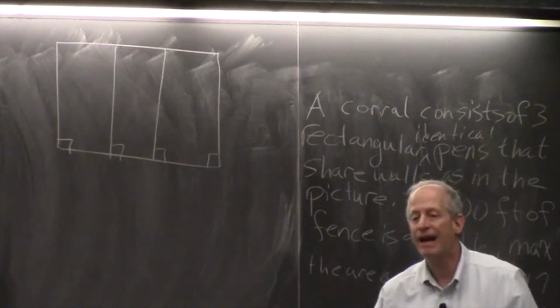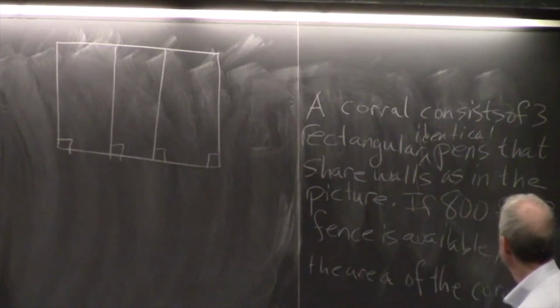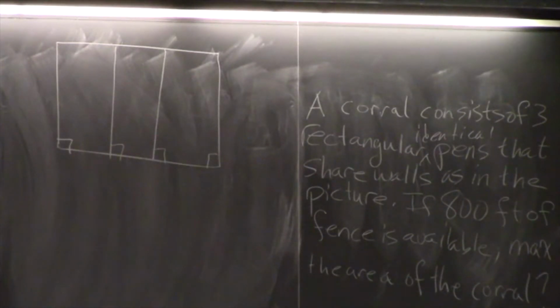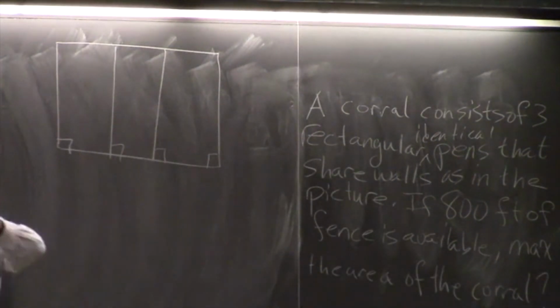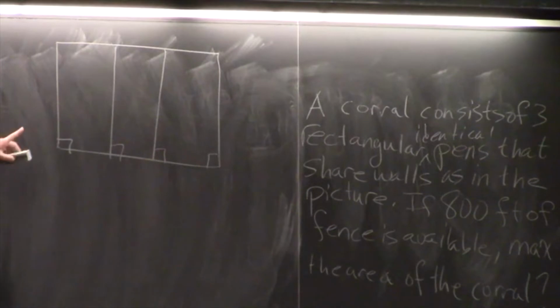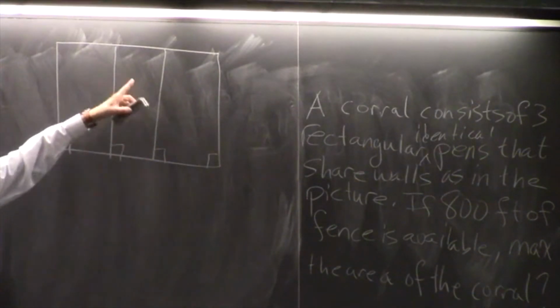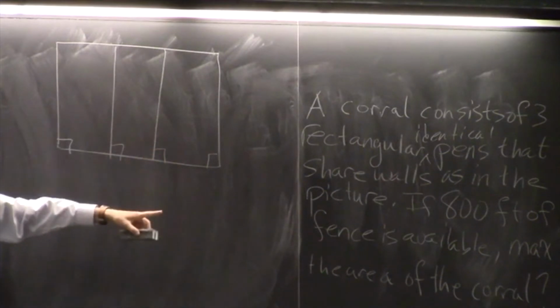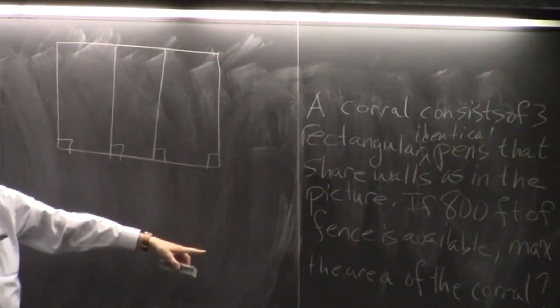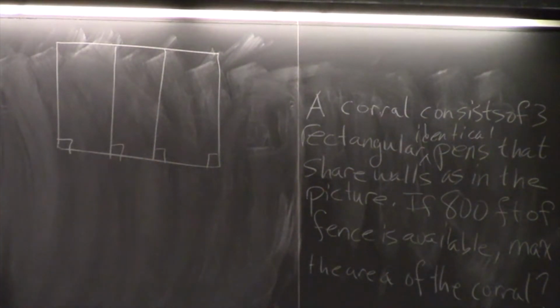Okay, a corral, as we say out west, consists of 3 rectangular identical pens, as in this picture. So you have 3 holding pens that are the same size, and they share these walls. You have 800 feet of fence. Maximize the area of the corral.